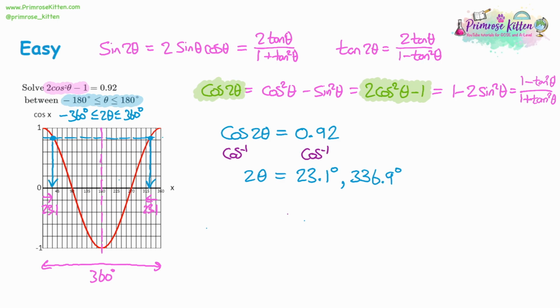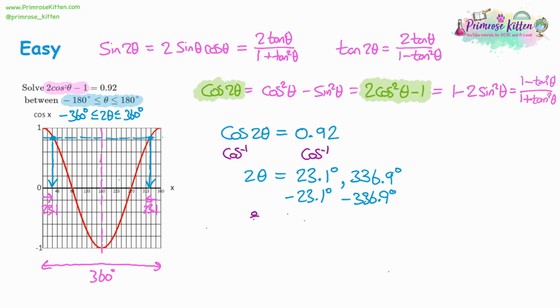So 23.1 take away 360 will give us negative 336.9. That number should seem familiar. It's a negative version of the second answer we had before. Then 336.9, the positive one, take away 360, will give us negative 23.1 degrees. And this is the pattern you find with cos curves, that the positive answers have negative versions. And all four of these are within our acceptable range. If we try to take away 360 again, or adding on 360 again, then we're going to go outside that range.